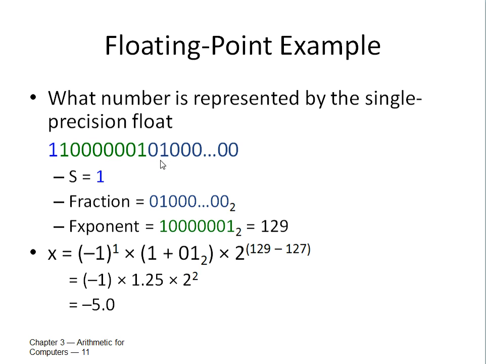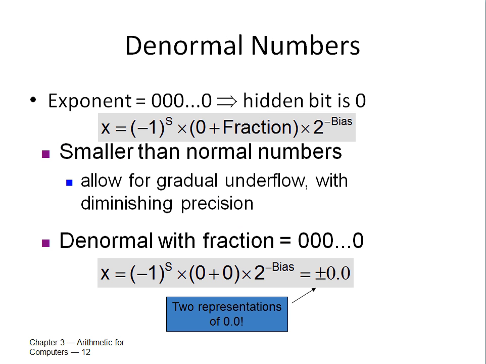101 is 5, so it's 5 over 4 because 2 places pulled in here. So that's 1.25. So 1.25 is our float. So we've got -1 times 1.25 times 4. Well, we already said this is 5/4 times 4, so that's 5, so -5. So that's how you can kind of read the numbers in backwards.